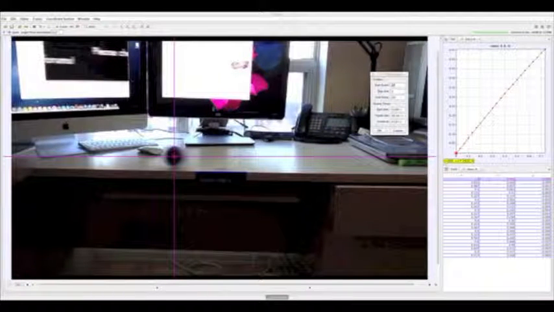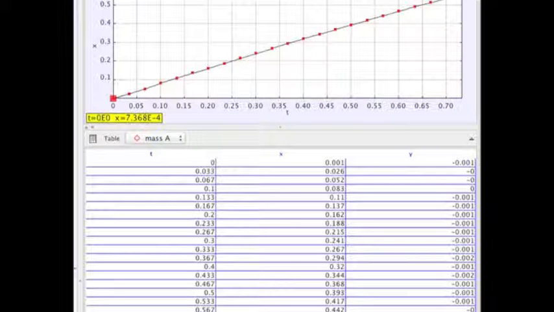I also had to calibrate the distance by using a calibration stick, shown here. The positive x-axis is to the right of the origin, and the positive y-axis is above it. Here is our extracted data up close.